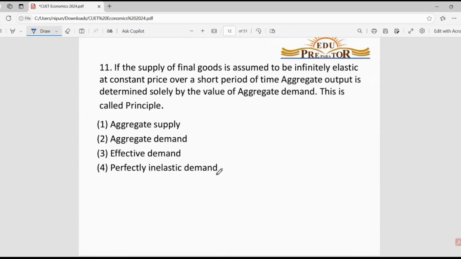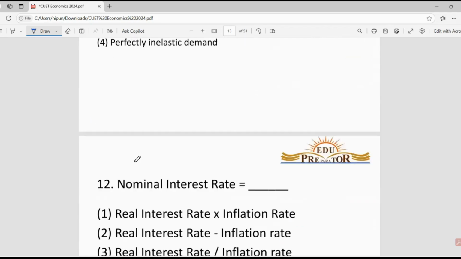Coming to question number 11. If the supply of final goods is assumed to be infinitely elastic at constant price over a short period of time, aggregate output is determined solely by the value of AD. Right? This is the statement of the effective demand principle. We know that in the short period, the supply of final goods, that is the aggregate supply in the economy, is assumed to be infinitely elastic. Therefore, the output is solely determined by aggregate demand. And this principle we call the effective demand principle. Therefore, the correct answer is 3.